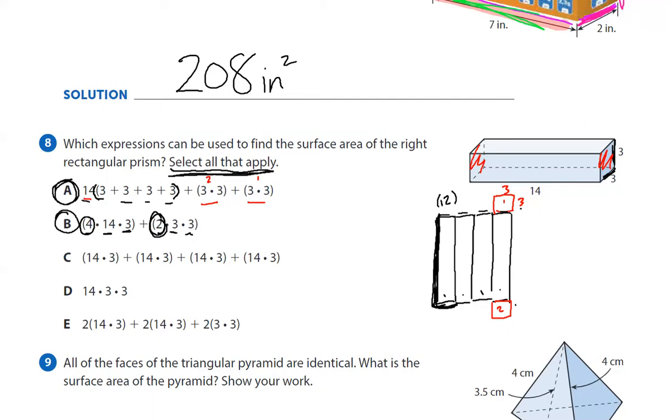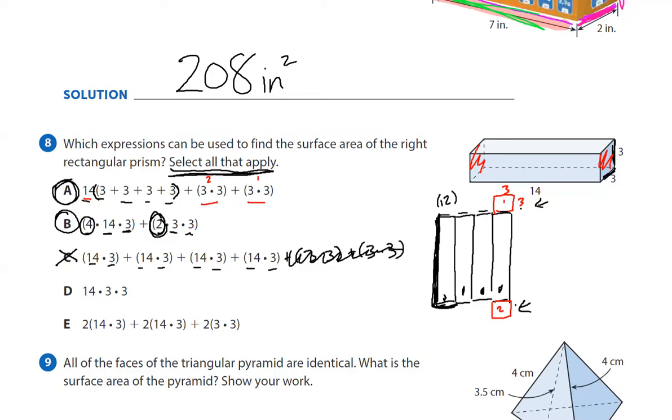This one, we've got 14 times 3, which is a rectangle, four times. But oops, that's it. It didn't cover anything about these 3 by 3 square ends, so that one's no good. It would need plus 3 times 3 plus 3 times 3. But it doesn't have it, so it's no good.